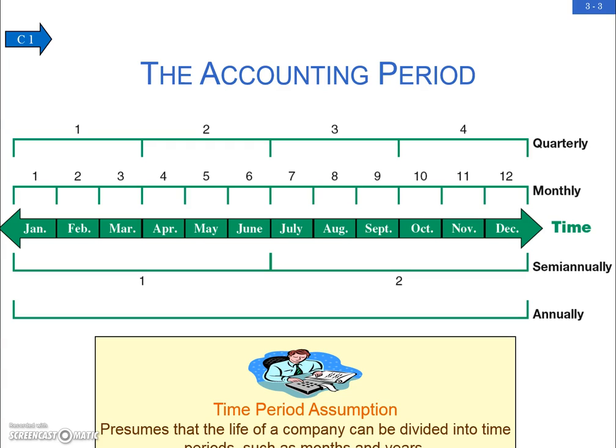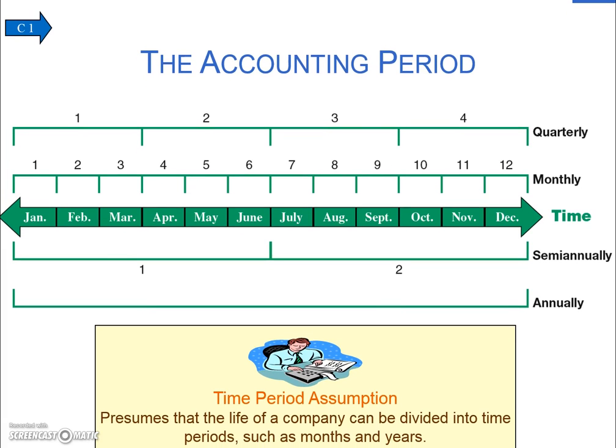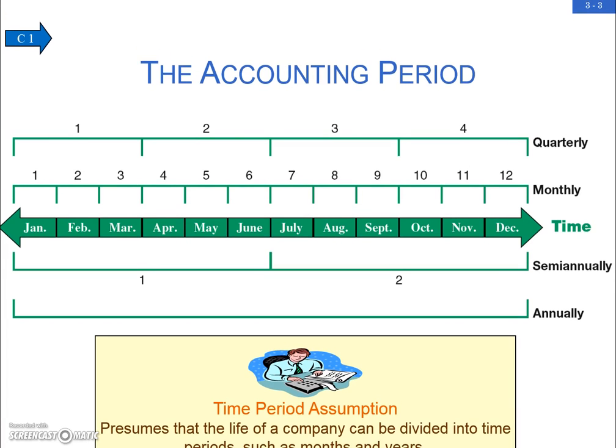Remember, we learned in Chapter 1 that one of the main assumptions we'll be dealing with is the time period assumption. All that states is that we presume that the life of a company can be divided into periods such as months, years, weeks, whatever have you. Most of the time we'll be dealing in months and years. Nothing too complex there. It's usually quarters, months, and years that we will break up our periods into, and more specifically, that our financial statements will cover.